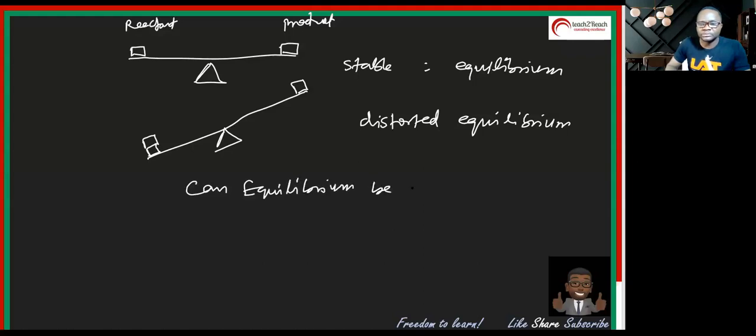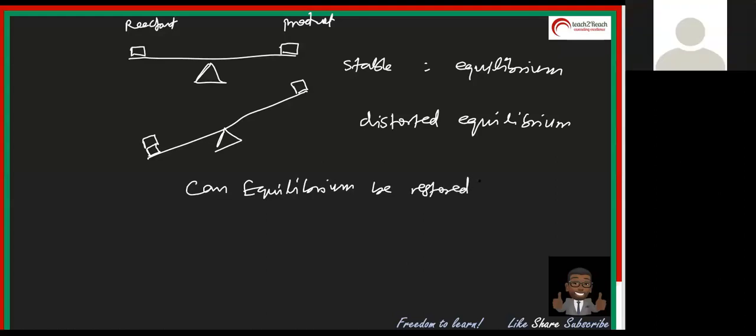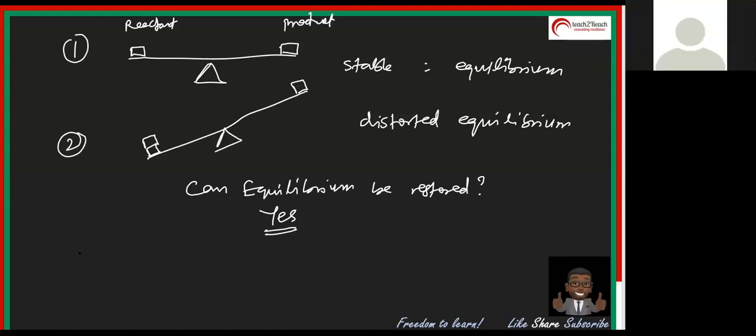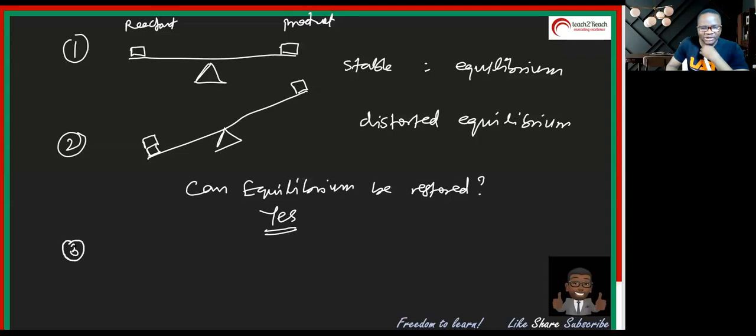Now the big question I want to ask: can equilibrium be restored? The answer is yes. So this particular one here is stage 1, this is stage 2. What can I do to stage 2 to restore the equilibrium? So I'd remove some of the reactant or add more of the product. Fantastic. So I can remove part of the reactant, right? Or I can add to the product, right?